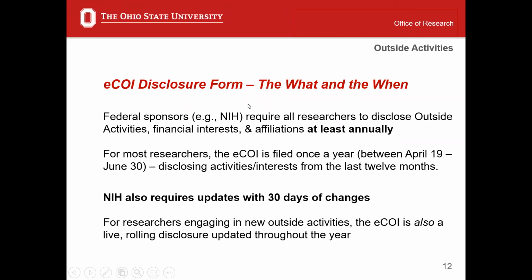Now, back to some specific things you can know about COI at OSU. The first is that we have a requirement that comes from NIH that anyone involved in the design, conduct, or reporting of research at OSU has to disclose their outside activities, financial interests, and affiliations at least annually. This happens in the ECOI disclosure application. And we have about 12,000 researchers who complete a disclosure form. For the overwhelming majority of researchers, they just do this ECOI form once a year. They disclose what they've done in the last 12 months. They're done until next year.